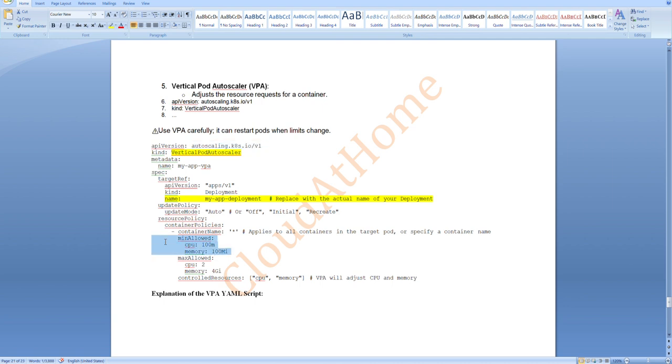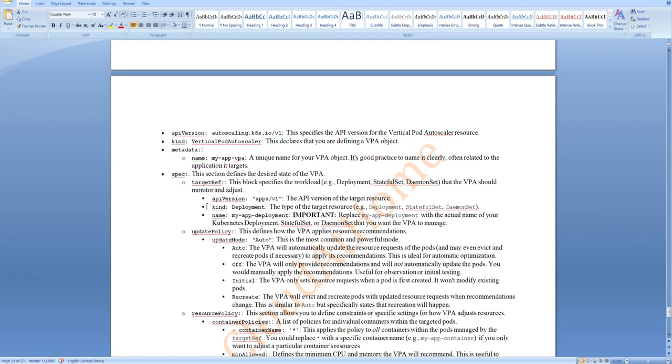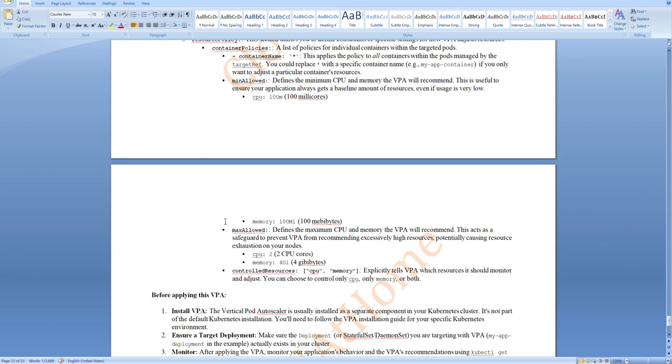Okay, so what is the minimum allowed? What is the maximum allowed? You can mention that here. And the important thing to take care of is the update policy. You want the update to happen by Auto, Off, Initial, or Recreate, right? So what are these concepts? So we can see here.